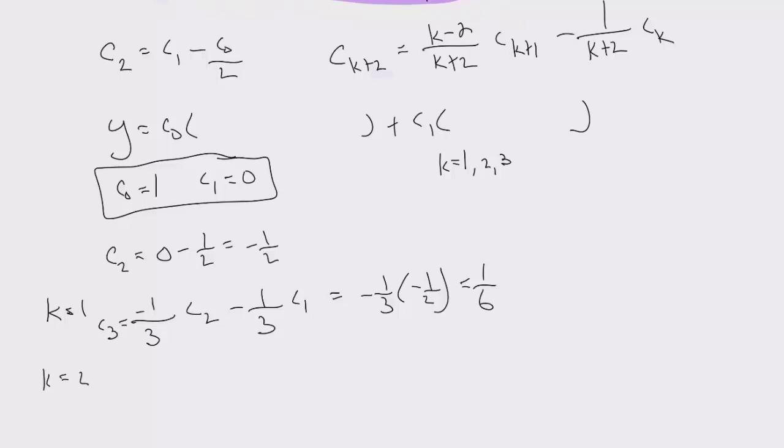So at k equals 2, that'll give me C sub 4. 2 minus 2 is 0 over 4 C sub 3, minus 1 over 4 C sub 2. And C sub 3, well, that's 0 times C sub 3, so that's just 0. So we end up with minus 1/4 times C2, which is negative 1/2, which is 1/8.